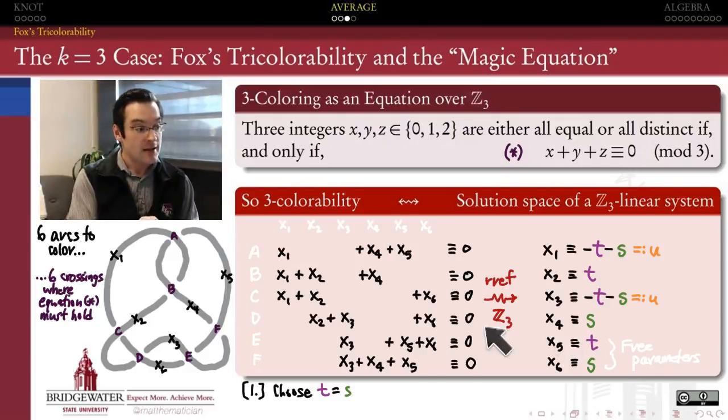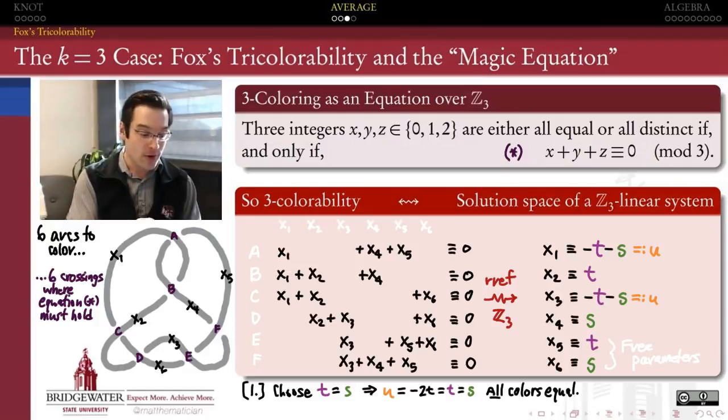On one hand, suppose I choose those 2 arcs to have the same color, so suppose t is the same as s. Then what's my 3rd color going to be? u, minus t minus s. Well, if t and s are equal, that's the same as minus 2t. And because our arithmetic happens over the integers mod 3, negative 2 is the same as positive 1. And therefore, in this circumstance, u is the same thing as 1 times t, and that's the same thing as 1 times s if I've chosen my two free parameters to be equal.